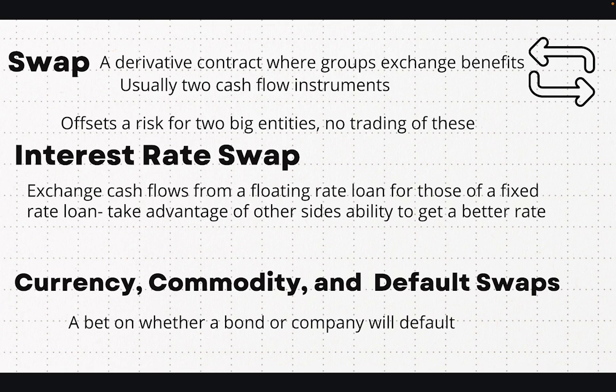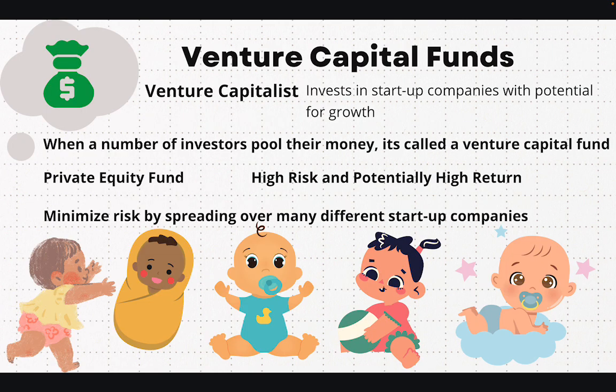There's also something called an interest rate swap. This is when two entities exchange cash flows from a floating rate loan for those of a fixed rate loan. They can take advantage of the other side's ability to get a better rate. Interest rate swap, from floating to fixed. And then we have currency, commodity, and default swaps, and these are basically bets on whether a bond or a company will default.